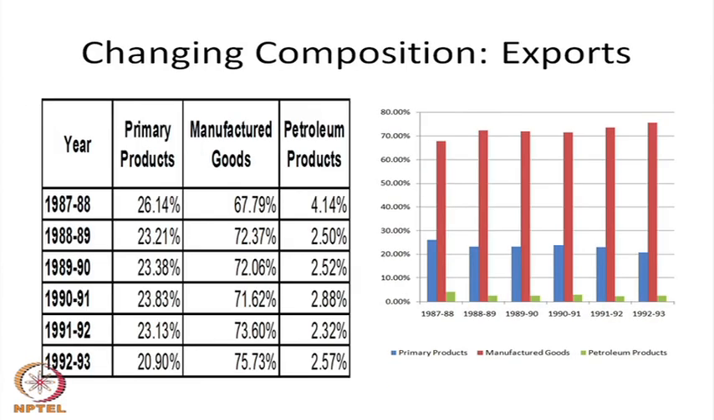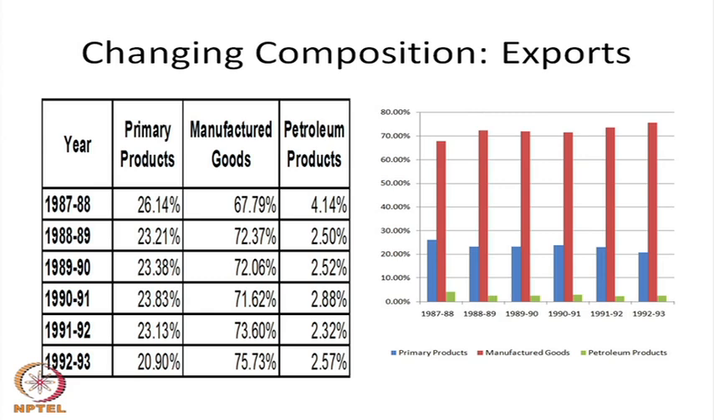1987 to 92-93, the composition is like this. 26% of the export basket was primary products, and 67%, nearly 68%, was manufacturing goods, and petroleum products, particularly crude oil refining. India generally imports huge amounts of crude oil. In the refining process, some byproducts come, and the byproducts become exports for the Indian side. This export of petroleum products was around 4%. This has developed significantly in recent years.